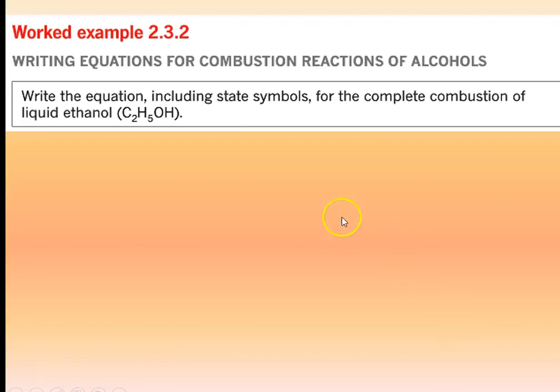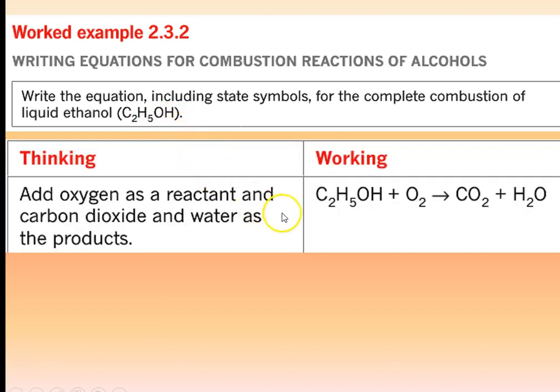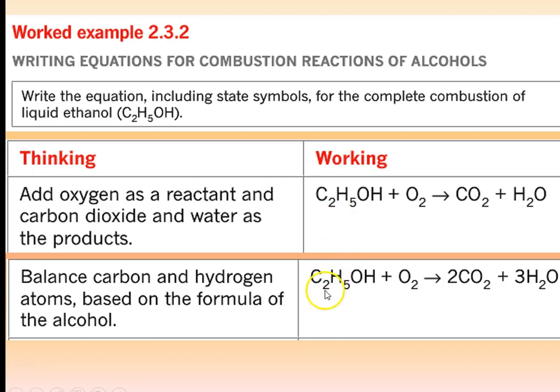Okay, so this video is looking at your worked example from your textbook where we're looking at the combustion of alcohols. So we're doing ethanol with two carbons, C2H5OH, with your hydroxyl group. The first thing, you're reacting it with oxygen, it's complete combustion, so we end up with carbon dioxide. So the first thing that we do is balance your carbons. So you can see that we have two, it's ethanol, we have two, so we need 2 carbon dioxide.